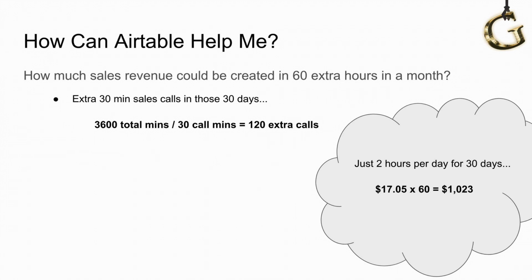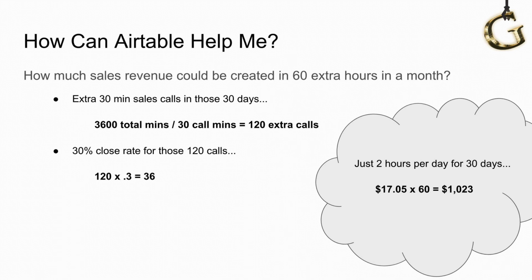Now, if we take a very average, and honestly, in my experience, it's a low ball close rate for people. It's a low ball close rate for people who are getting good leads. If we just take 30% of that 120, we have 36. So we're closing an extra 36 calls a month.